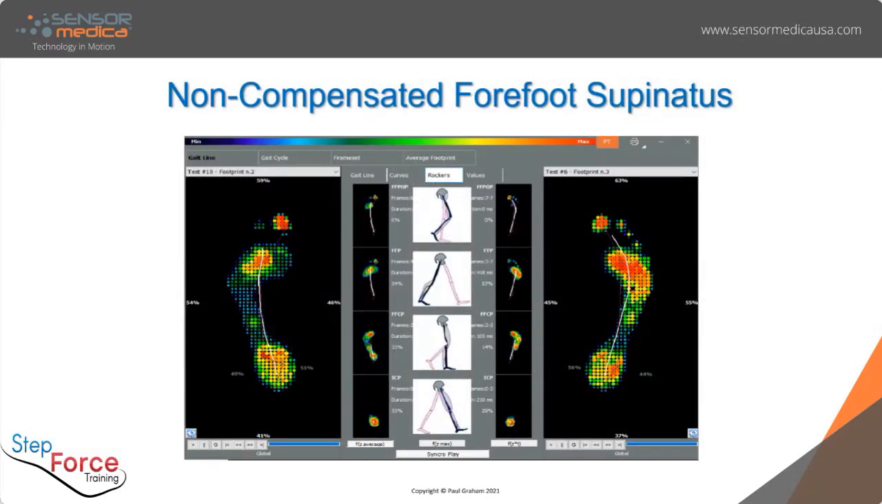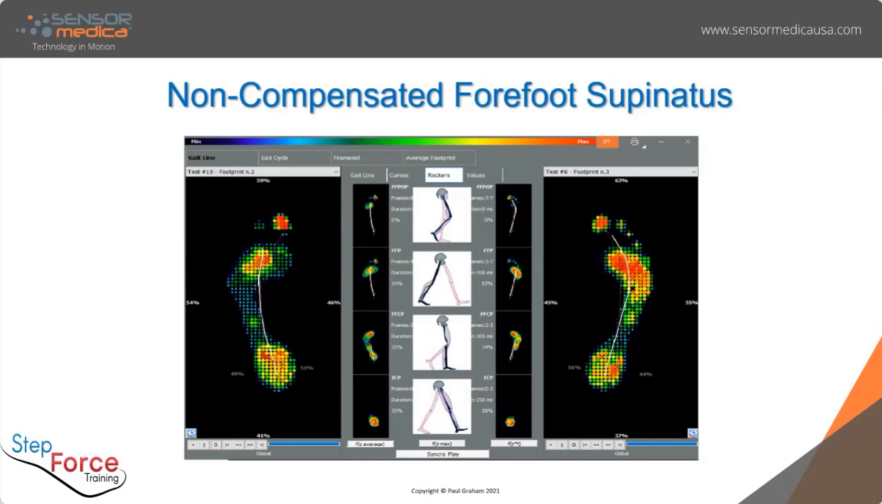If we now look at a non-compensated forefoot supinatus in the right foot, we can see, because there's not enough range of motion nor power in the peroneus longus, also perhaps because of a contracted tibialis anterior, there is not the weight bearing moving from lateral column onto the medial column, rather it stays on the lateral column.